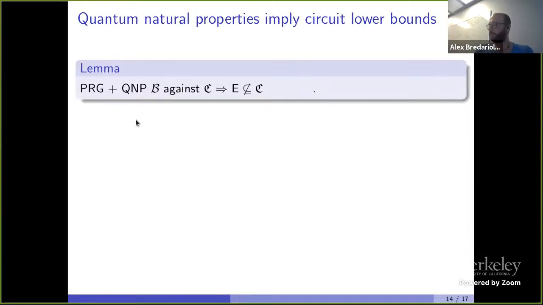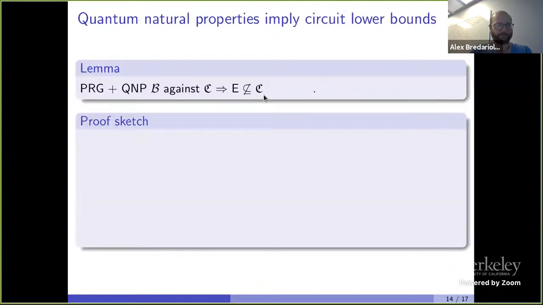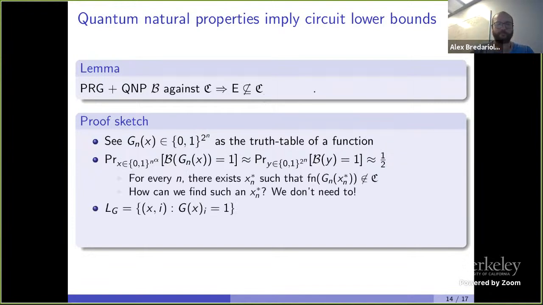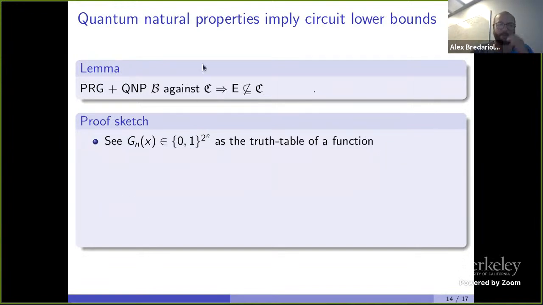Just saying again what I explained before: with a PRG and this quantum natural property, we can show that E is not contained in the circuit class. I think I'm a bit running out of time. The point is, as I said, fixing an input x, we can see G_n of x as a truth table of a function.